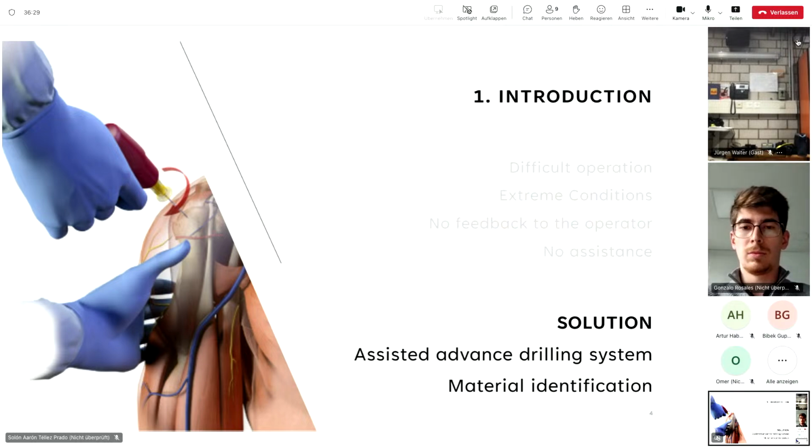And that is why it is important to develop an assisted advanced drilling detection system, where the classification of tissues such as vacuum, skin, bone, and bone marrow is possible based on signals captured during the procedure. Next slide.